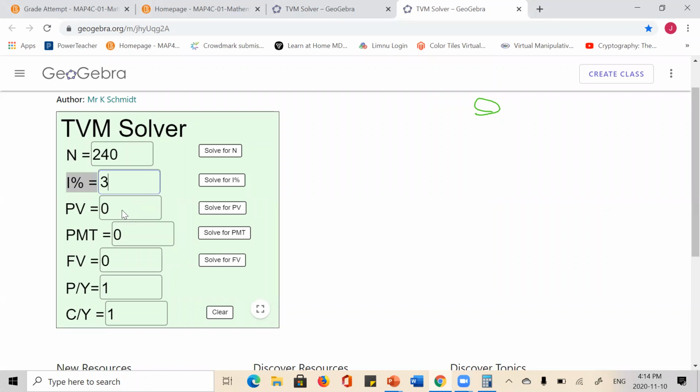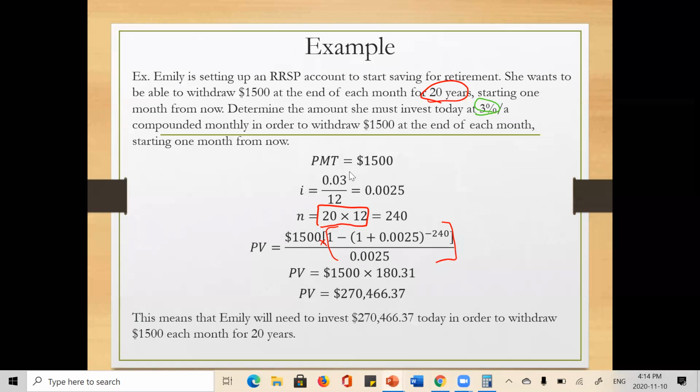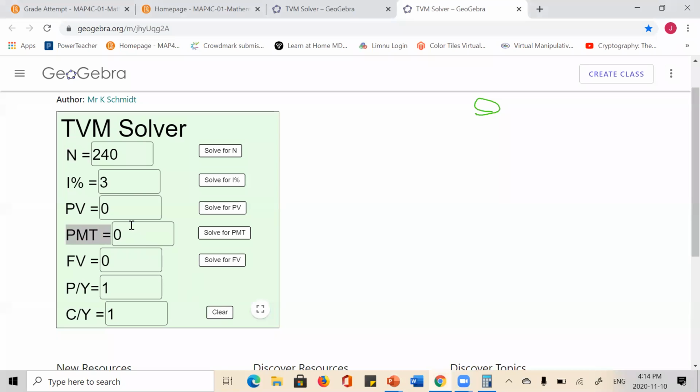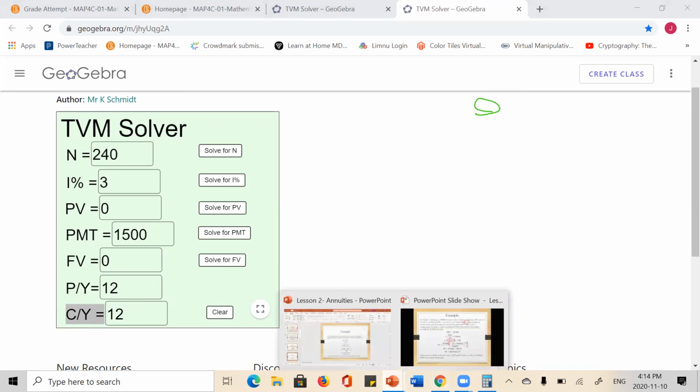So I write 3. Present value, leave that empty for now. We are curious about the present value, but we're not going to type anything in yet. Payments, how much were the payments? The payments were 1,500. So I type in 1,500. Future value, don't worry about it. We don't have that yet. And then how many payments do we have per year? Since it's monthly, it's going to be 12, and this has to be the same. It's also 12.